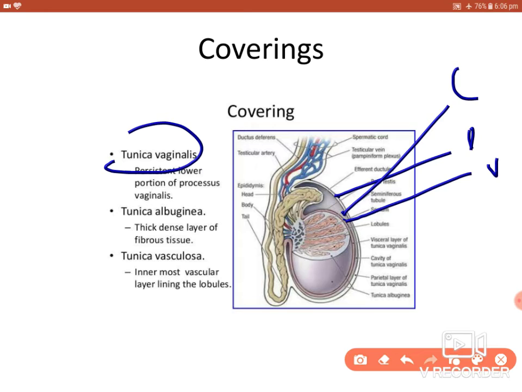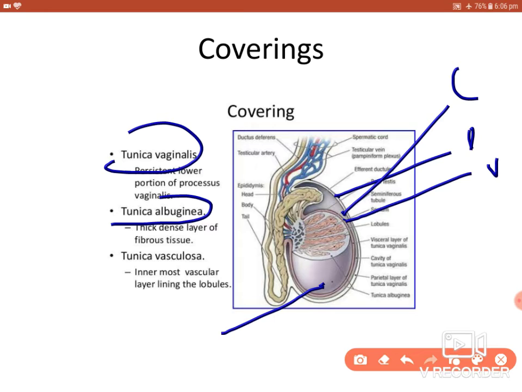It's peritoneum, so it's a serous membrane. So the cavity contains serous fluid, for the friction-free movement of this testis. Then here, deep to this visceral layer of the tunica vaginalis, we get the tunica albuginea. This is the tunica albuginea. It is a dense fibrous layer, appears white in color.